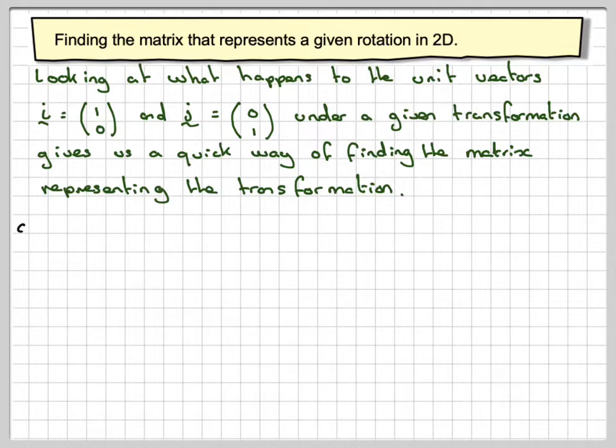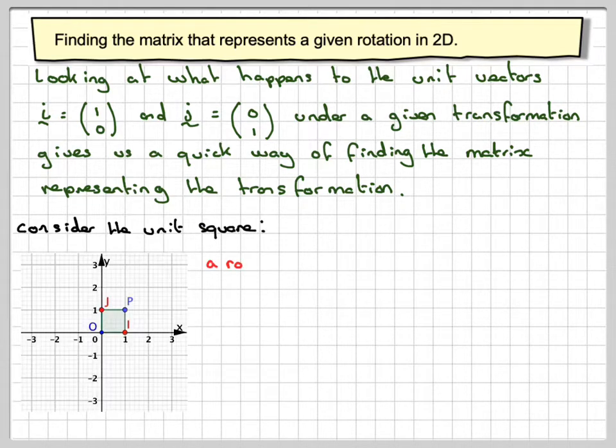Right, in order to do that we need to consider the unit square. The unit square has the points (0, 0), (1, 0), (1, 1) and (0, 1). Now the points that we're interested in are i and j. What happens to those under the given transformation? So this is a vector (1, 0), and this would be a vector (0, 1).